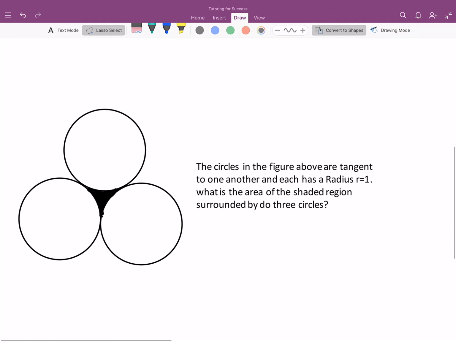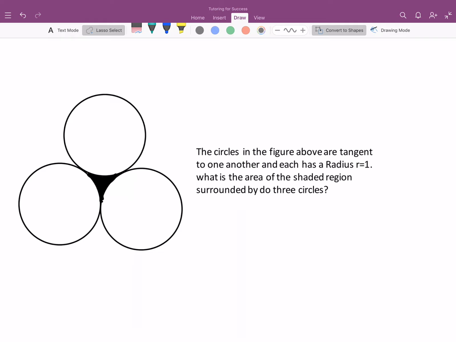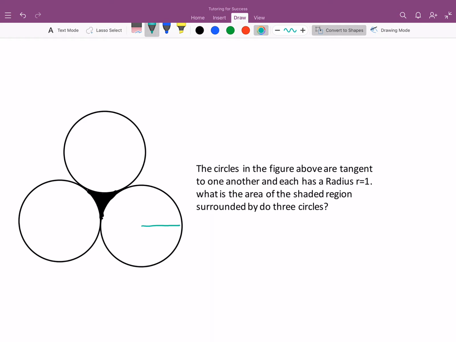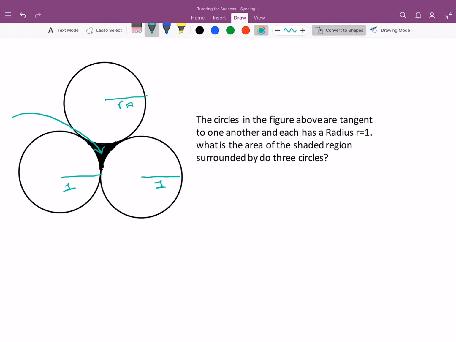So here is the problem. We have three circles that are tangent to one another and have a radius of 1. So each circle has a radius of 1. They are all congruent circles with radius 1. And we are told to find the area of the shaded region surrounded by these three circles. So this is the area that we need to find, the shaded region.